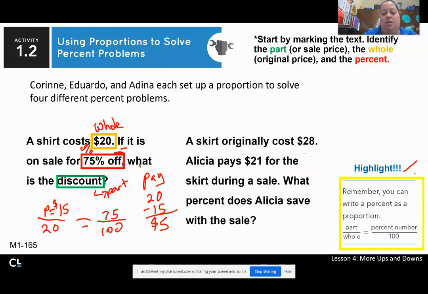All right, let's go over here to this next one. A skirt originally cost $28. Alicia pays $21 for the skirt during a sale. Well, that's how much she pays. So that's one's box. What's that one? That's my part.